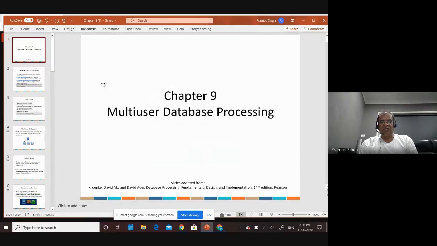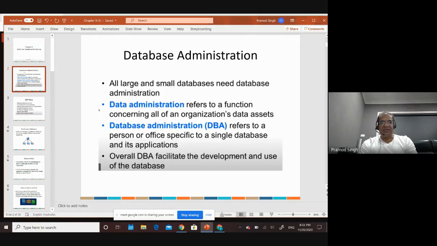Before moving to multi-user database processing in detail, let's define some of the activities and roles played by a database administrator. Whether it is a large or small database, it requires administration. Data administration means the function concerning all of an organization's data assets. Data assets are quite important in any organization to be managed properly, and that management activity is called database administration or data administration.